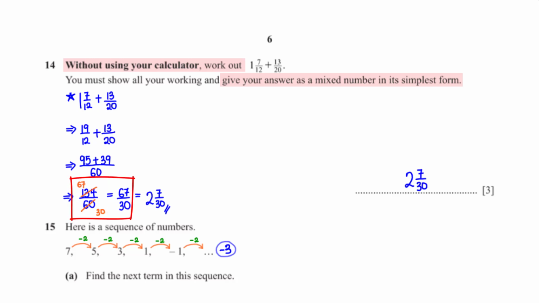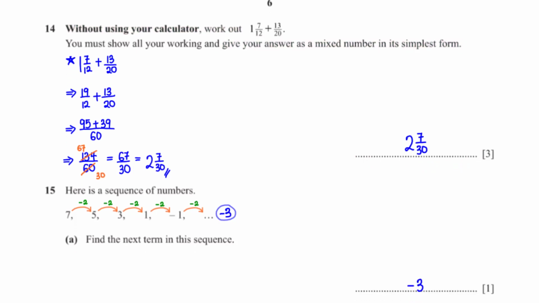67 divided by 30 is an improper fraction, so we need to convert it into a mixed fraction. 30 goes into 67 2 times with a remainder of 7, which we divide by 30. And so our final answer here is 2 7/30.